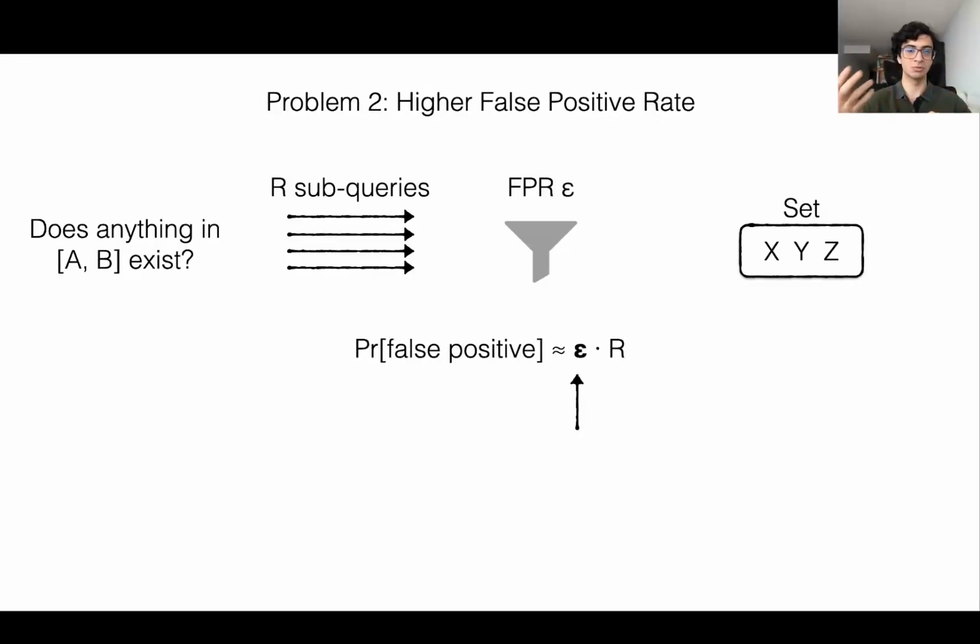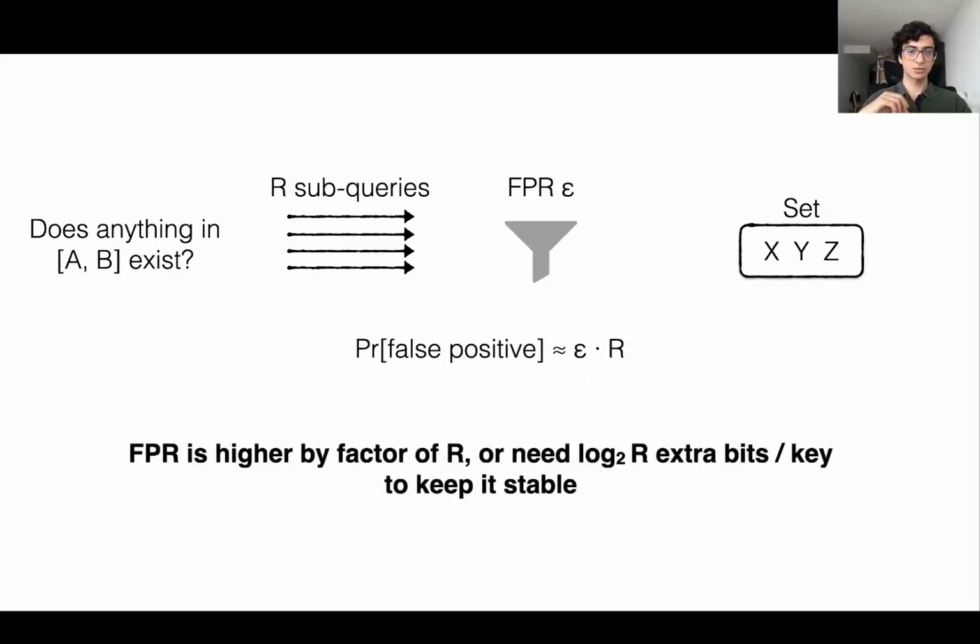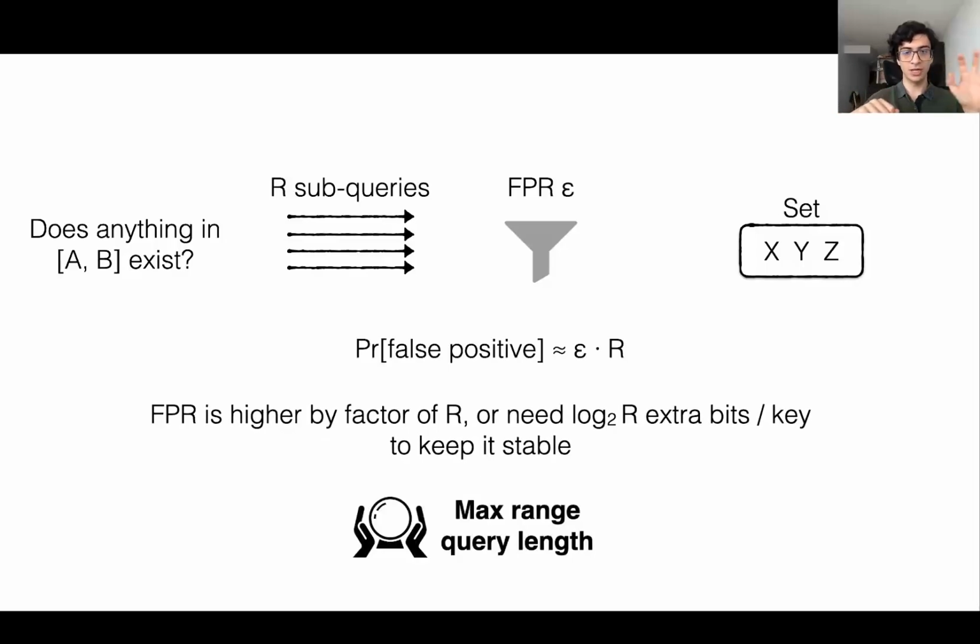Now, granted, you might be wondering whether we can give the filter more memory to compensate for that added factor of r and reduce the false positive rate. But it turns out that to do that, we need to give the filter log base 2 of r extra bits per key to keep the false positive rate stable. And this requires us to know the value of r at construction time, or at least some upper bound on the maximum range query length. This information isn't typically something that people know, so this approach doesn't really translate to many practical scenarios.